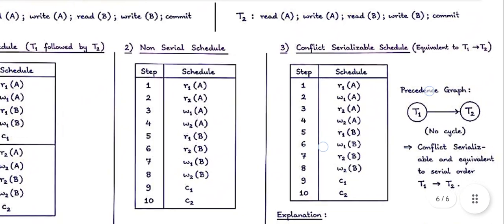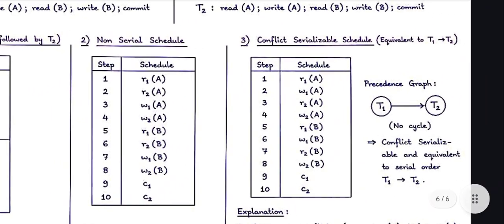The precedence graph will be equivalent to T1 to T2, with no cycle, so it is conflict serializable and equivalent to the serial order.